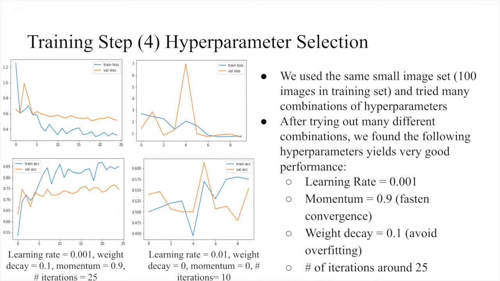We also need to choose suitable hyperparameters for our model. We used the same small image set as the one we used when choosing the optimizer. After trying out many different combinations, we found the following hyperparameters yield very good performance. We choose the learning rate to be 0.001, the momentum to be 0.9, and the weight decay to be 0.1.